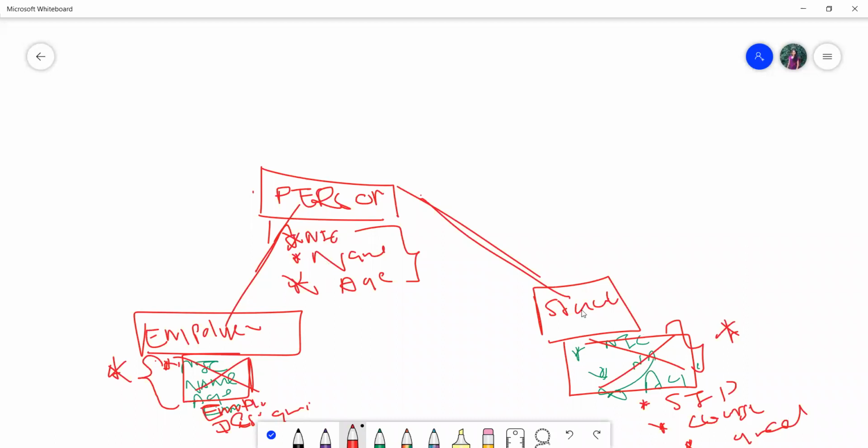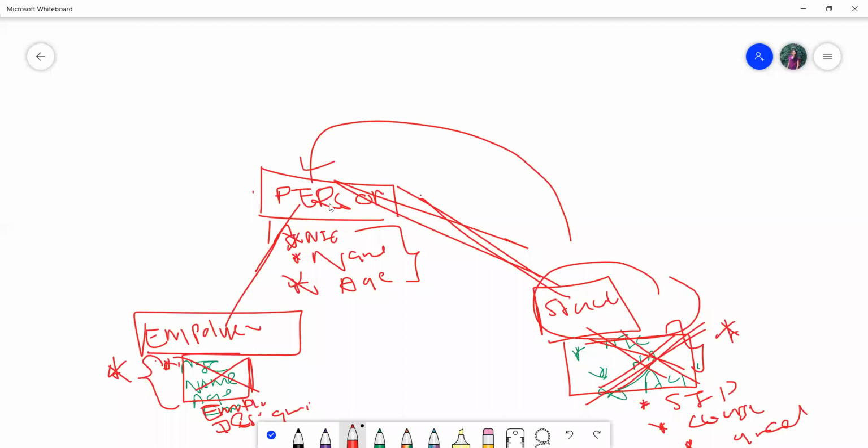In this case also, student has these three properties. So these three are common. Altogether, these three are available with this person class. I'm going to delete these three properties from this one and create a relationship. At that time, this class can inherit these three properties from this person class.